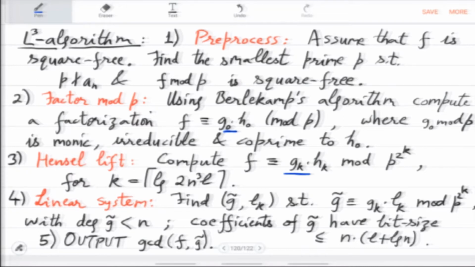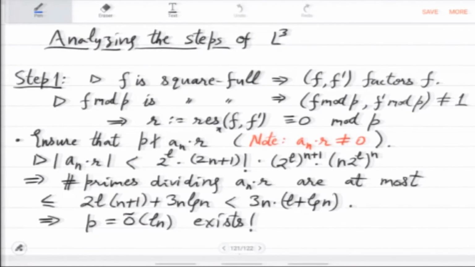We had also started analyzing the steps. So in step 1, what is the prime that will work, right? We want to look at the case when the given input polynomial f is square full. So suppose it is square full, then what you can do is compute the integral GCD of f and f prime, and that will for sure factor f, right. So this is an easy case.